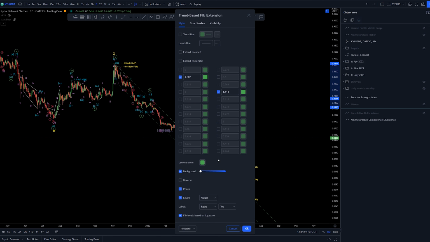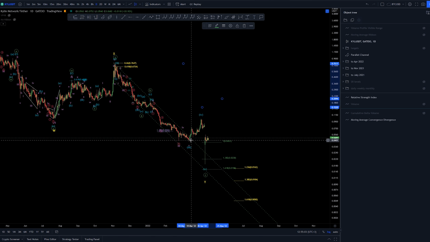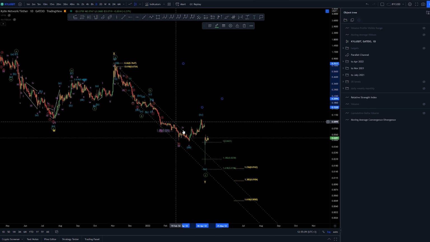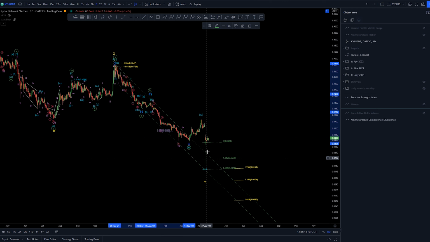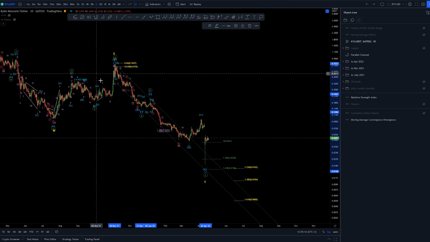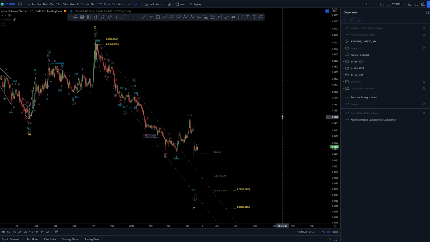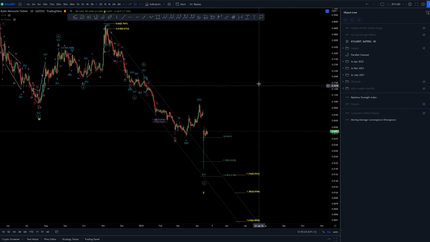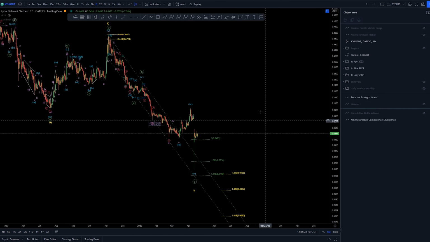I think I wanted to share the one-to-one extension as well. Yeah, the one-to-one extension again is basically at the lows here. That is the extension for the A to B and projected to the C. So that would indicate the C wave ending around here, same as this channel would say as well. So saying if this whole correction is done, there's no way to tell that.